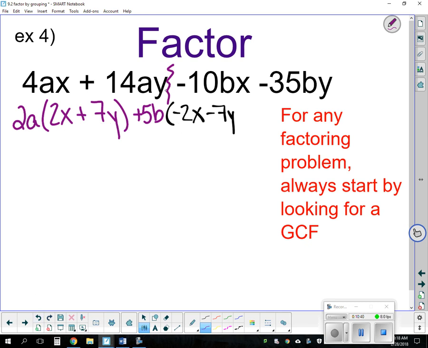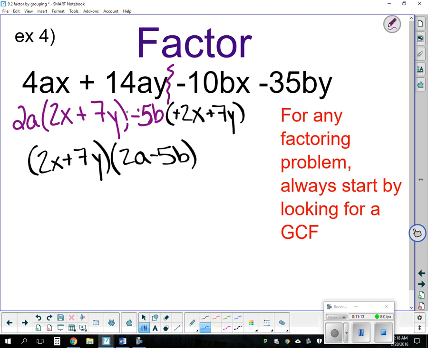So instead of pulling out a positive 5, let's pull out a negative 5. So if I make this a minus 5b, negative 10bx is now positive because I pulled the negative out. And then negative 35by divided by negative 5b is positive 7y. Now both of my sets of parentheses are matching. So I can factor them out, 2x plus 7y, and what is left is 2a minus 5b after the 2x and the 7y came out.